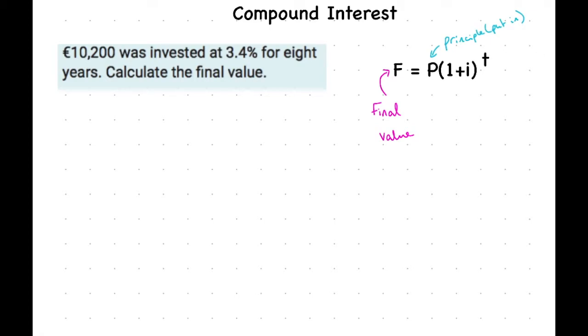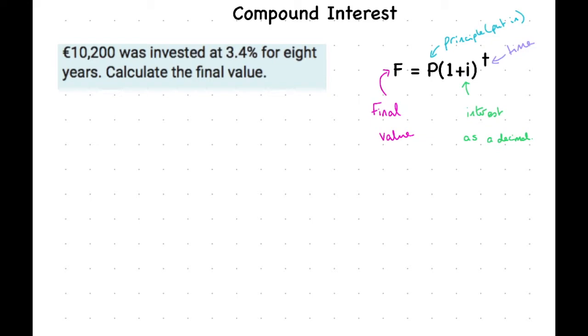The next thing is I here. Now I stands for the interest, and it's very important here that that value for interest goes in not as a percentage, but as a decimal. So interest as a decimal. Finally, we have the letter T, and T is going to be the time or the length of that investment or the length of the loan.